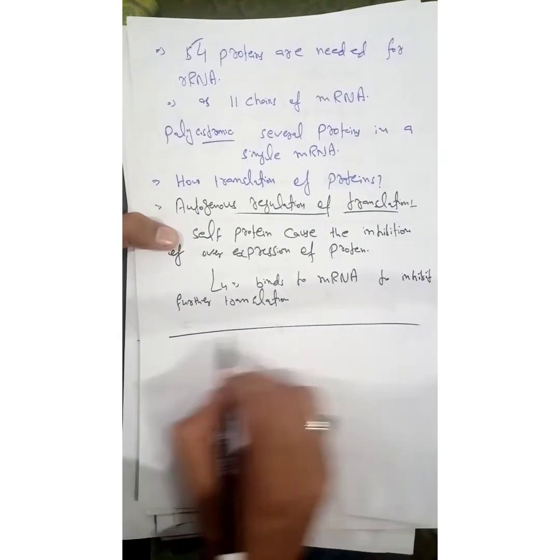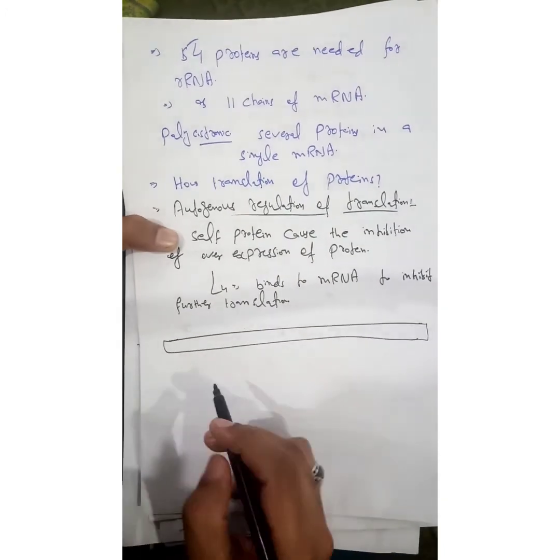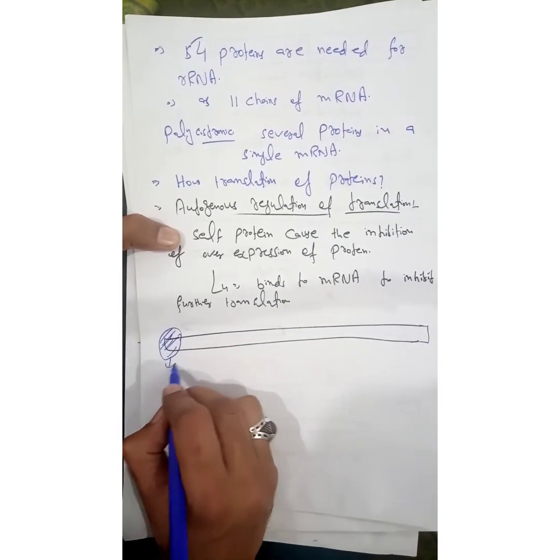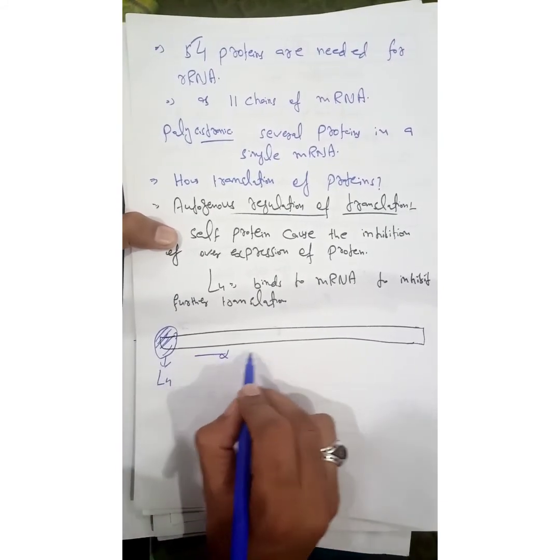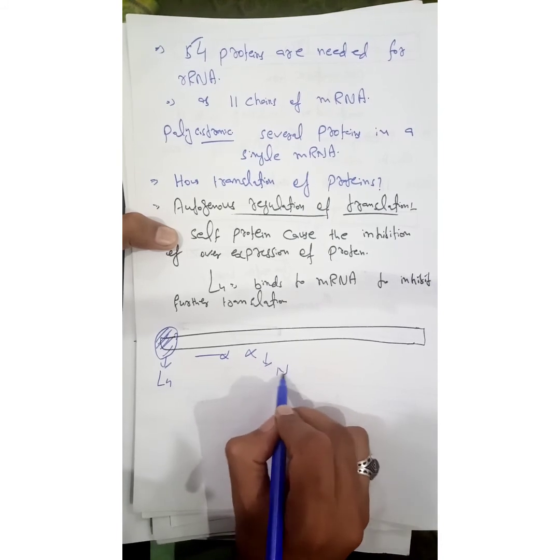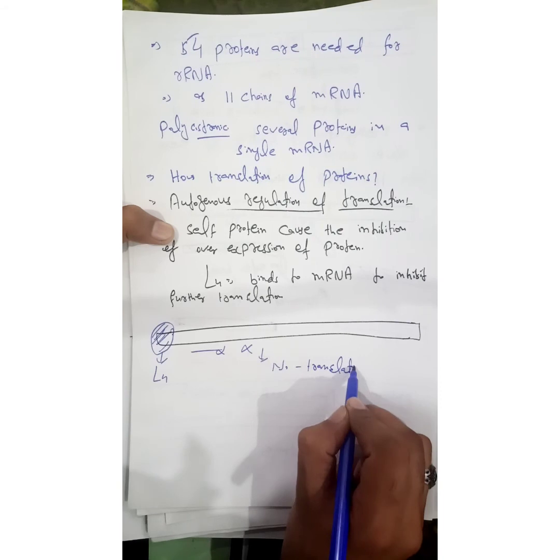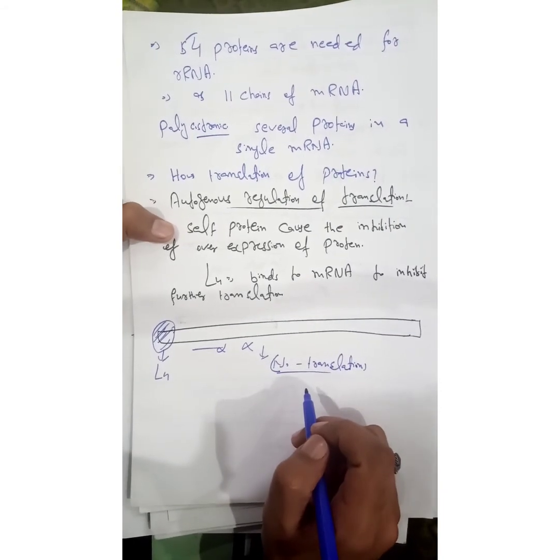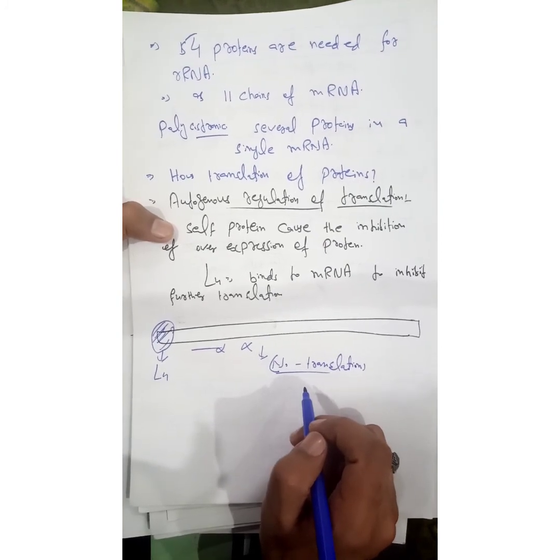For example, this is a long chain of messenger RNA. To this long chain of messenger RNA, when the L4 binds, this is L4, there will be no further translation of messenger RNA. Now why is the translation inhibited? Actually the translation is inhibited when there is no need of protein synthesis for ribosomes.